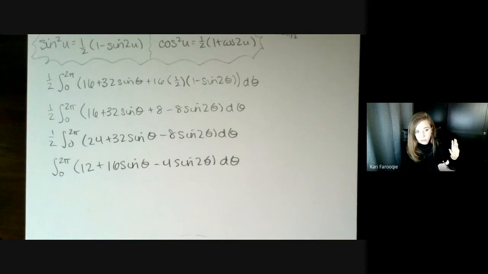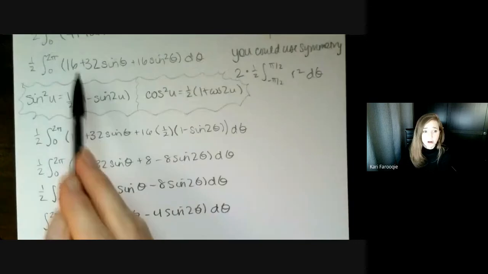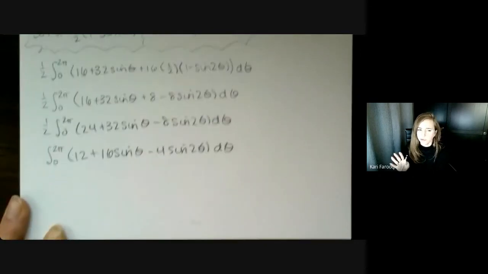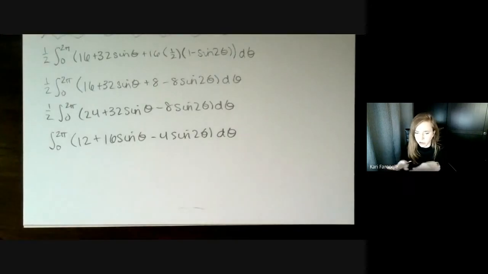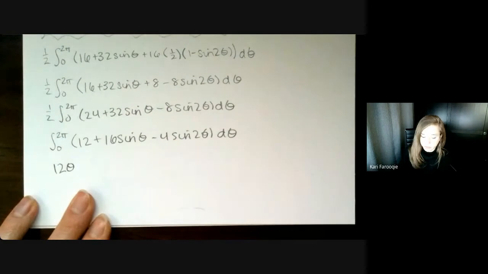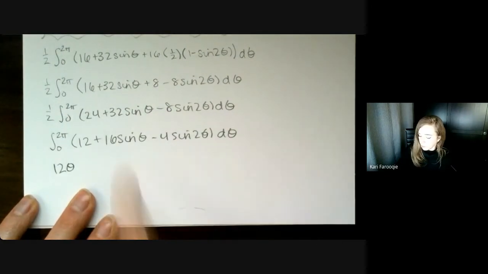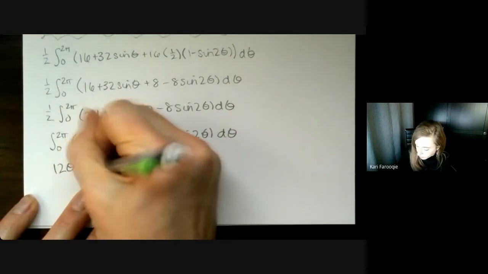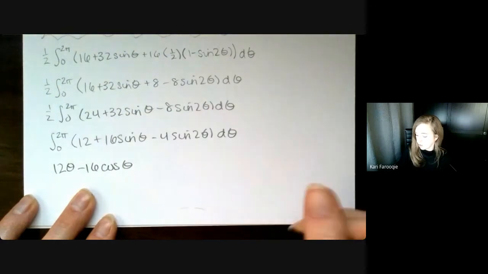Okay, and now we're ready. Some of you maybe even started integrating here and you just carry these terms down. I know when I did that, people were just like, can you do this integration all at once? So I'm just going to do my integration all at once. All right, so the integral of 12 d theta is 12 theta. If we're trying to get sine, we originally needed to start out with a negative cosine. So we'll have negative 16 cosine theta.